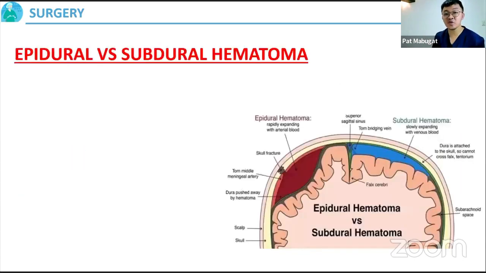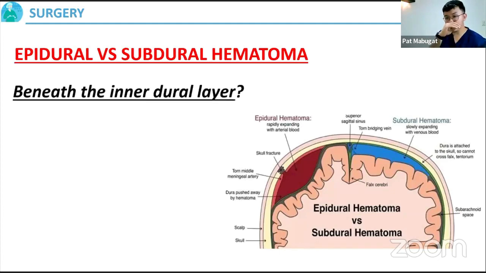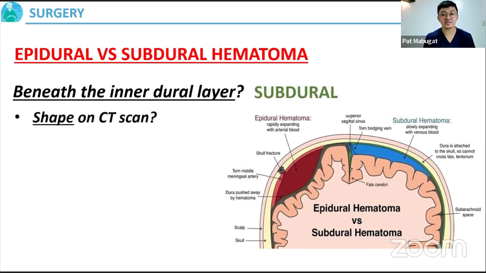Still in the topic of neurotrauma, we have epidural and subdural hematomas, which are very high yield also in the board exams. So this question actually came out in a recent board exam. What hematoma is identified beneath the inner dural layer? So we have epidural and subdural. As its name suggests, epi is above, sub is below. So beneath the dural layer, you have your subdural hematoma. What's the shape on CT scan of your subdural hematoma?